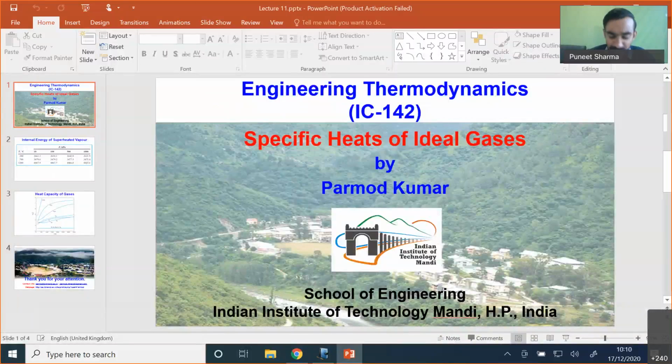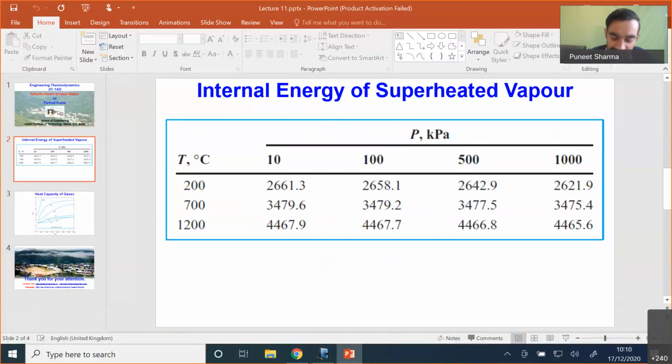If you see my slide, in this particular slide I have presented the internal energy of superheated vapor. Superheated vapor is once again our gaseous phase. What I am trying to show is that for different values of pressure, which I have taken in kilopascal, for example 10 kilopascal, 100 kilopascal, 500 and 1000, the corresponding temperature values are 200, 700 and 1200.